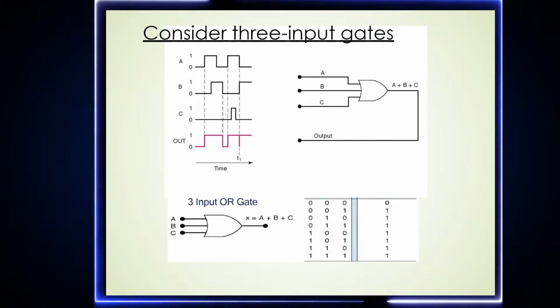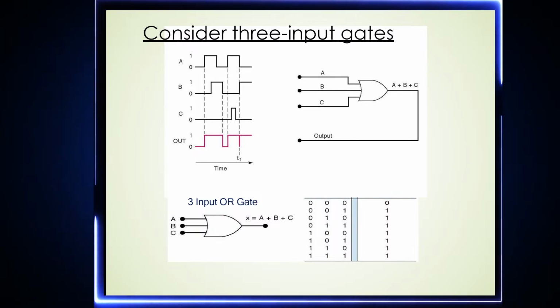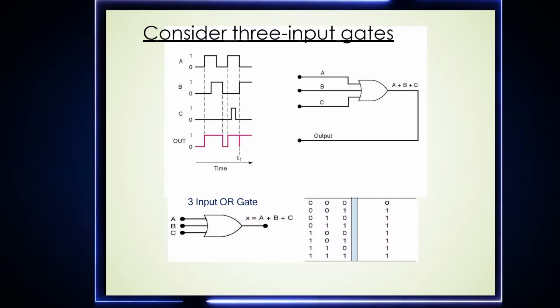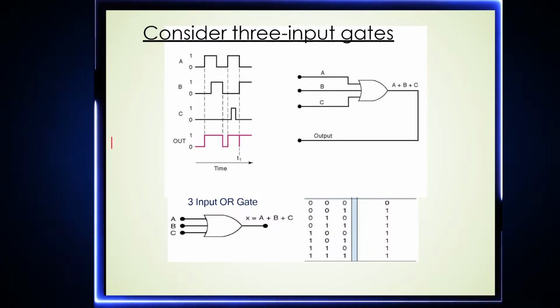Now what is the next thing? Next, we have considered 3 inputs. Just now we saw 2 inputs. Now we will consider 3 inputs. What would happen if we consider a 3 input OR gate? One second. Let me just draw the truth table of the OR gate over here.